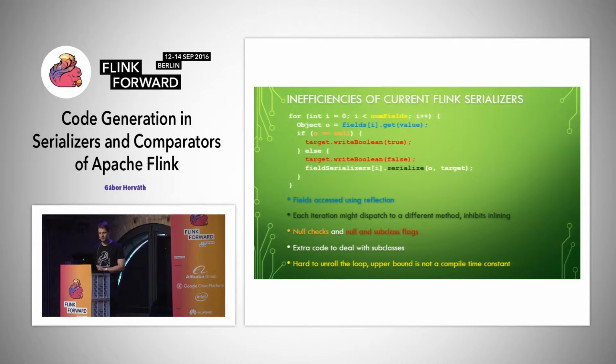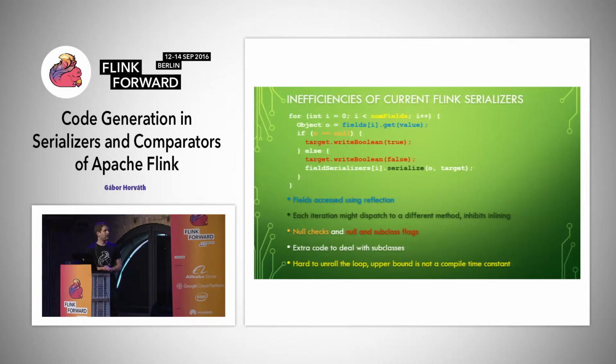So one of the inefficiencies, for example in the Pojo serializer, is that fields are accessed using reflection, and that has a very significant cost. Also, we access fields in a loop, and in each iteration we might dispatch to a different type of serializer, and this inhibits inlining, so the JVM cannot substitute the implementation of the serialize method into the loop body.